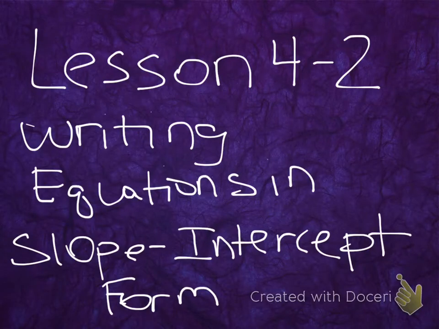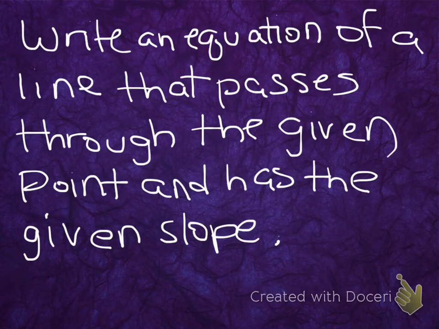Today for lesson 4.2, we're learning how to write equations in slope-intercept form. So the first question is asking us to write an equation of a line that passes through the given point and has the given slope. So if we're going to write it in slope-intercept form, we need to use y equals mx plus b.